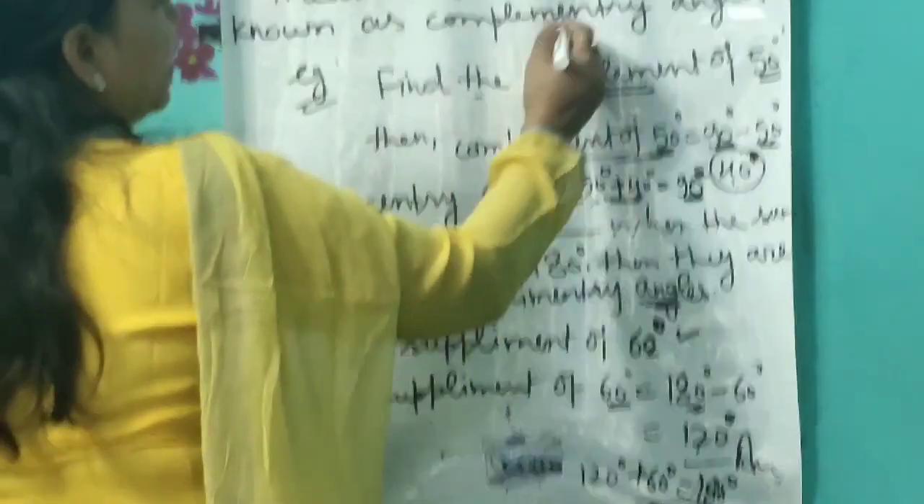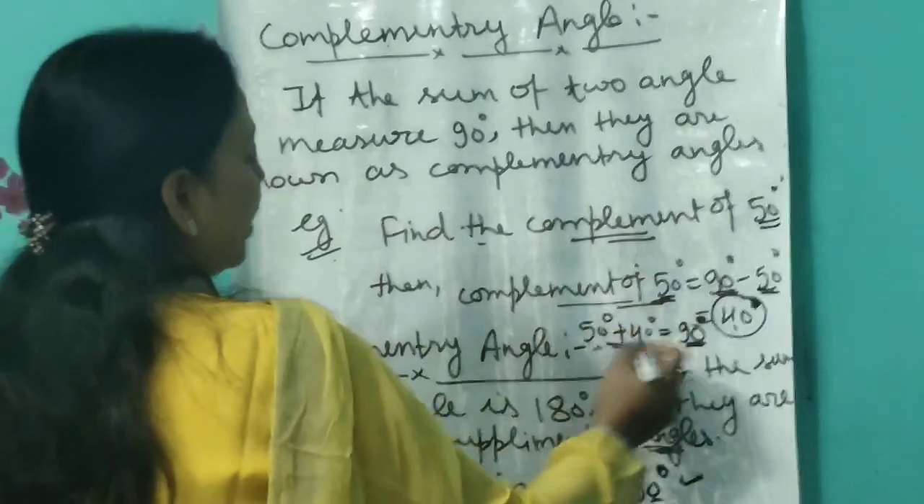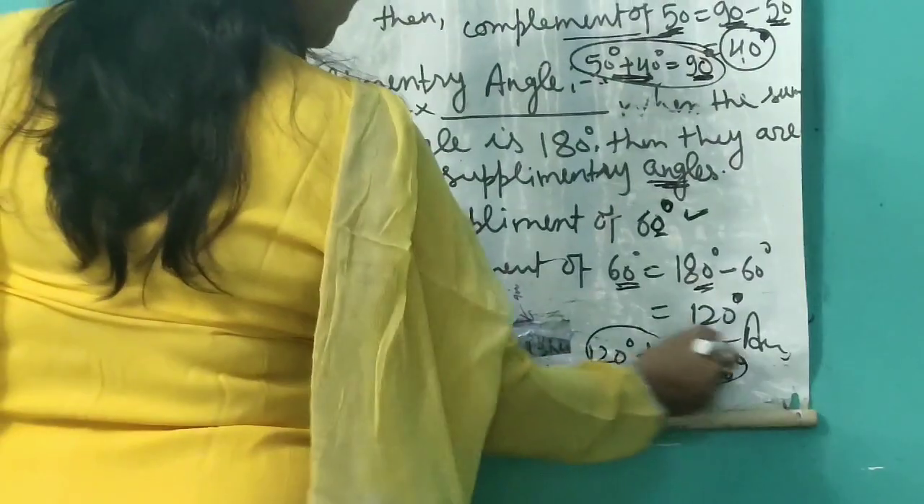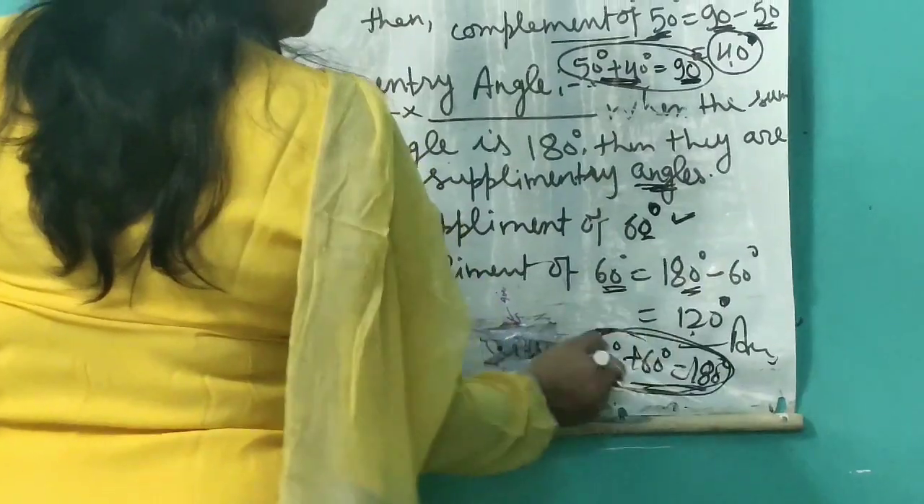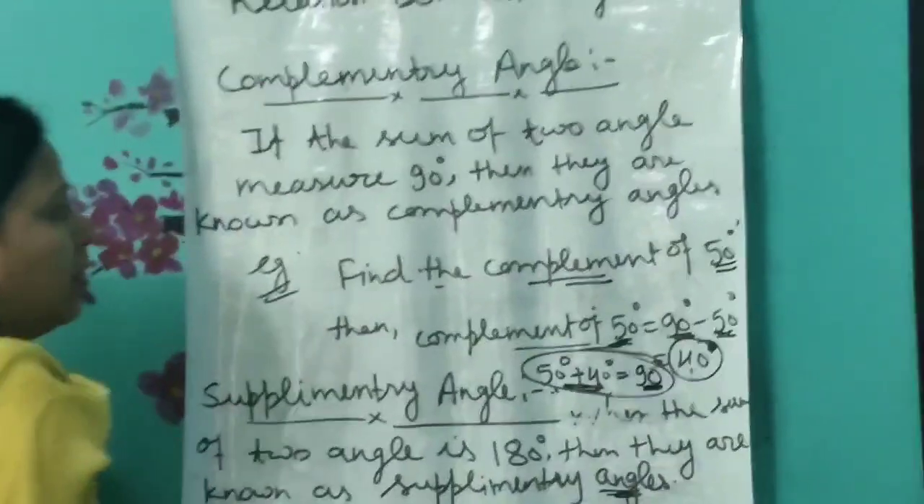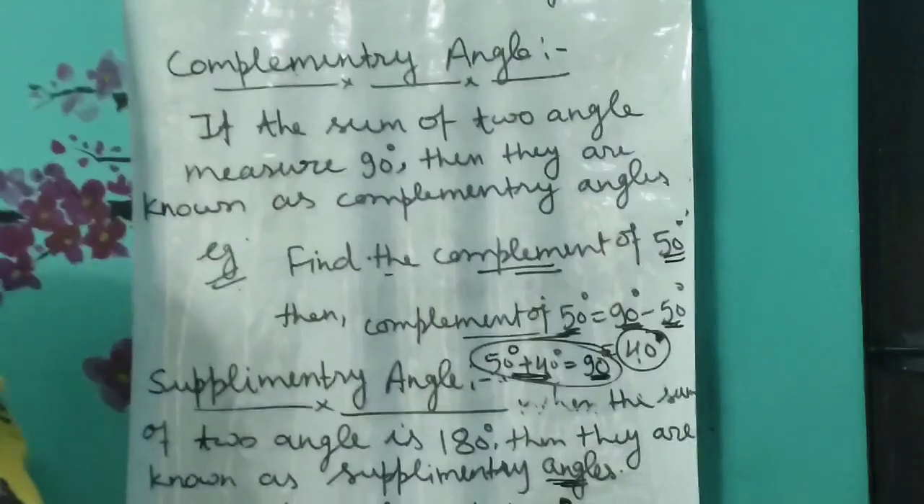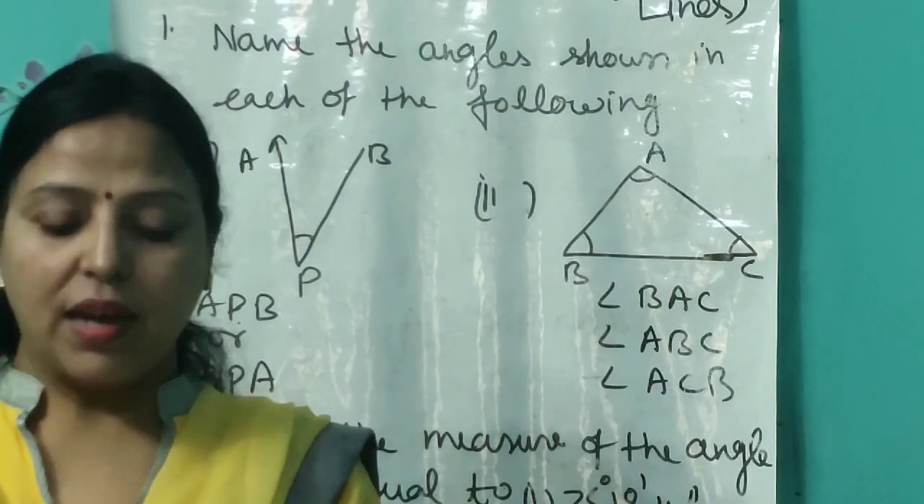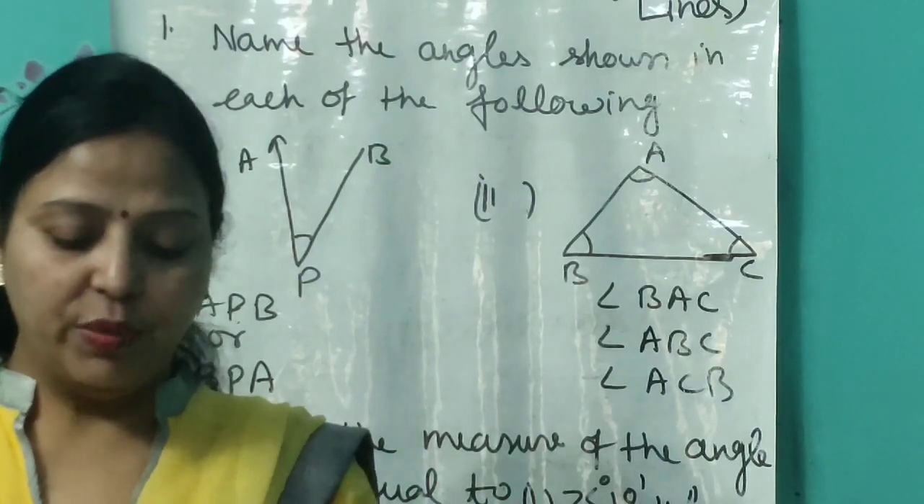So here, complementary means the sum of the two angles must be equal to 90 degrees, and supplementary means the sum of the two angles is equal to 180 degrees. By this you can find supplementary and complementary angles. Now let us start exercise 2A of the geometry portion.